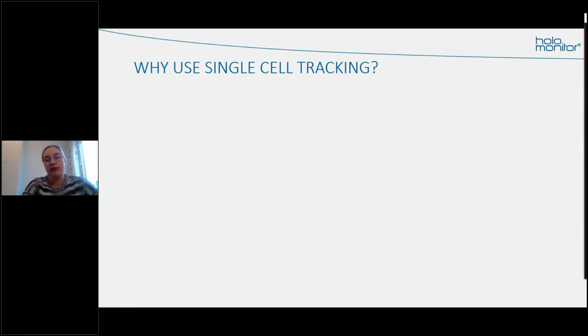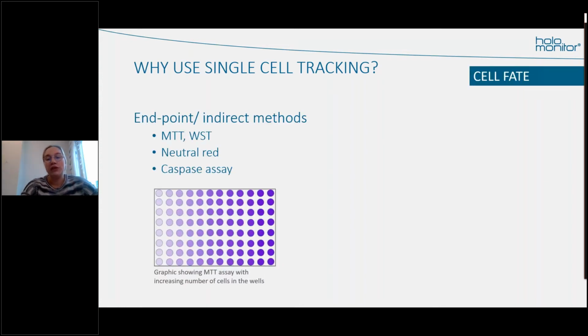Then we come to the next question, and that is, why is it important to know what the cells are doing, and why should you use single cell tracking to find out? Normally, when researchers study cell fate, like proliferation, cell cycle, or cell death, it's common to use endpoint assays, such as MTT, WST, or caspase assay, meaning that you compare the status of your cells at a few time points during the experiment at the best, and sometimes only at the beginning and the end of the experiments.